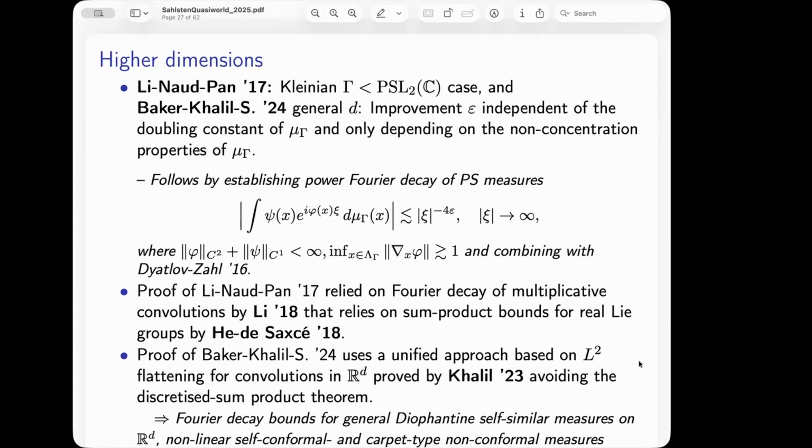But it's quite specific to this setting. It works well in C because you can use the real part in the product in the right way. But in high dimensions, we cannot use that. We have to use this flattening approach. That's why it was actually open: what can you do in high dimensions beyond this complex plane PSL2C case?